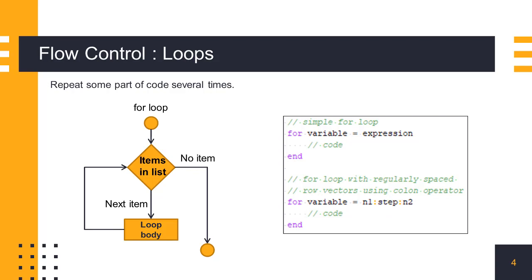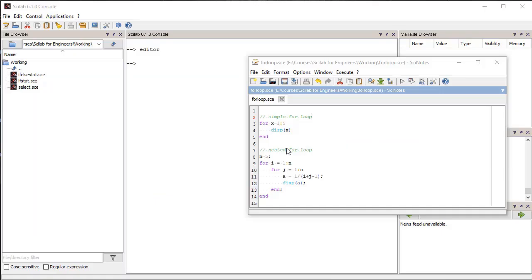Now let us see how to define for loop. Here we see a simple for loop in which the variable x iterates from 1 to 5 and displays the variable x. We observe that, colon operator is used to create an ordered list of numbers over which the for loop is executed. The for loop iterates over all the elements of the list and then terminates.